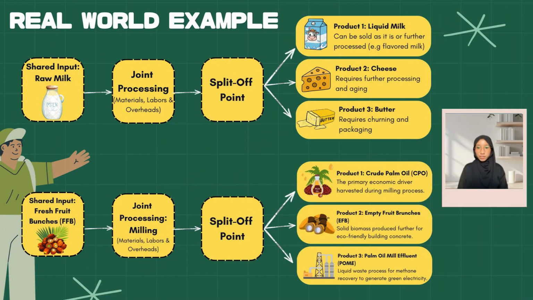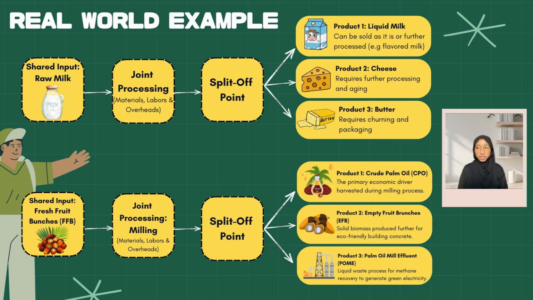Now, let's look at the real-world example. We will see how this production pipeline works in practice. Our first pipeline represents the classic dairy industry. Here, our shared input is raw milk. The initial joint processing involves pasteurization, testing, and cooling, which incurs combined material, labor, and overhead costs. Once it hits the split-off point, three distinct products emerge simultaneously.